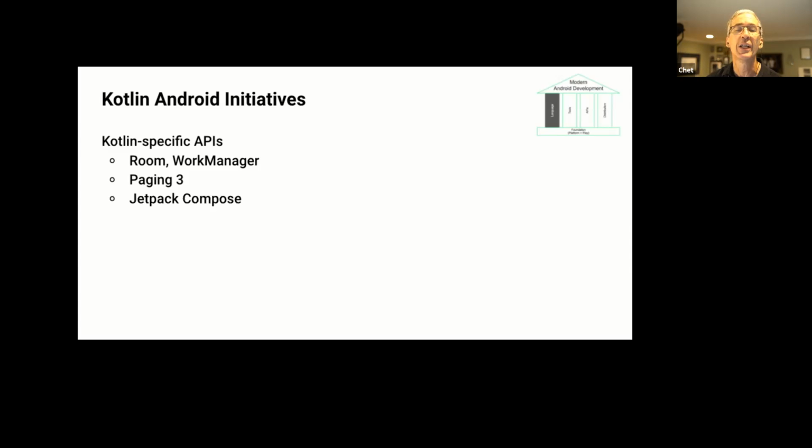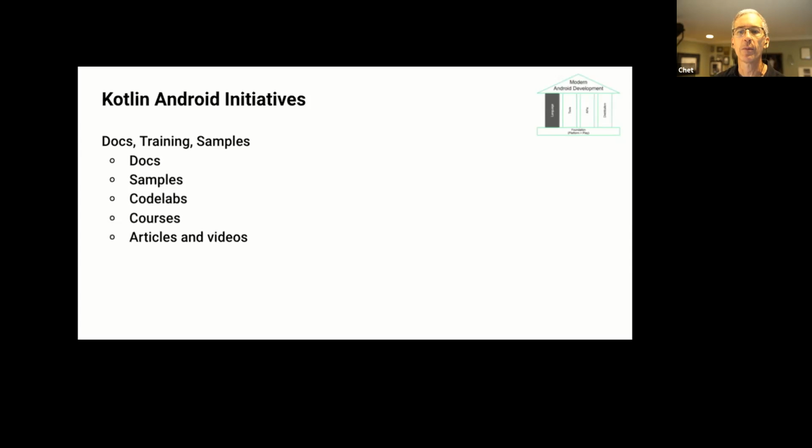Jetpack Compose is the future UI toolkit for Android written in and for Kotlin. It uses a Kotlin compiler plugin for a lot of its core functionality. So it really takes advantage of a lot of the language and platform capabilities to make that a much better programming experience for UI. Lots of docs and training, lots of outreach stuff that we do to help people learn and use Kotlin going forwards. And that is on the language side.